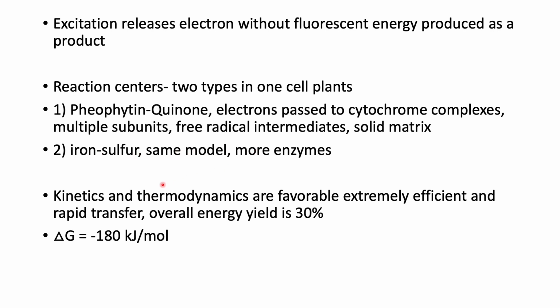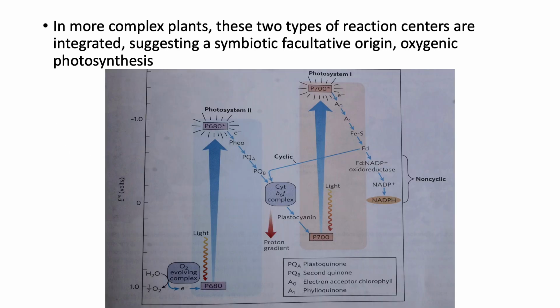The kinetics and thermodynamics are extremely favorable and efficient, with an overall energy yield of 30%, and the free energy is quite low at negative 180 kilojoules per mole. So in more complex plants, these two types of reaction centers are integrated. They suggest a symbiotic facultative origin with oxygenic photosynthesis.